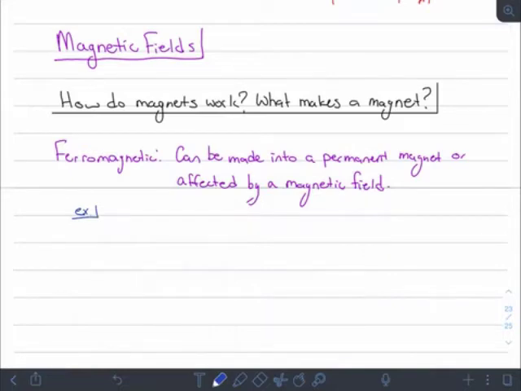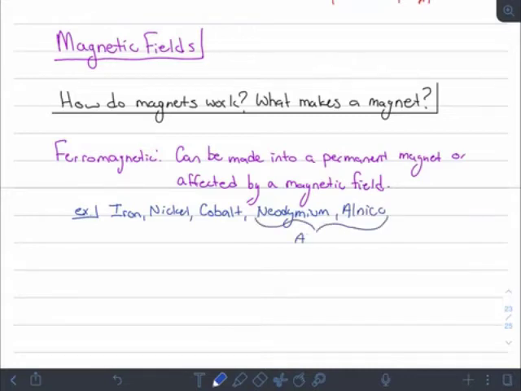Neodymium. Iron is correct. That's where the ferro comes from. Nickel, cobalt. Neodymium and alnico, as opposed to alloys. Okay, so those are mixtures of metals that are particularly good permanent magnets. What is the mixture of metals that neodymium is?